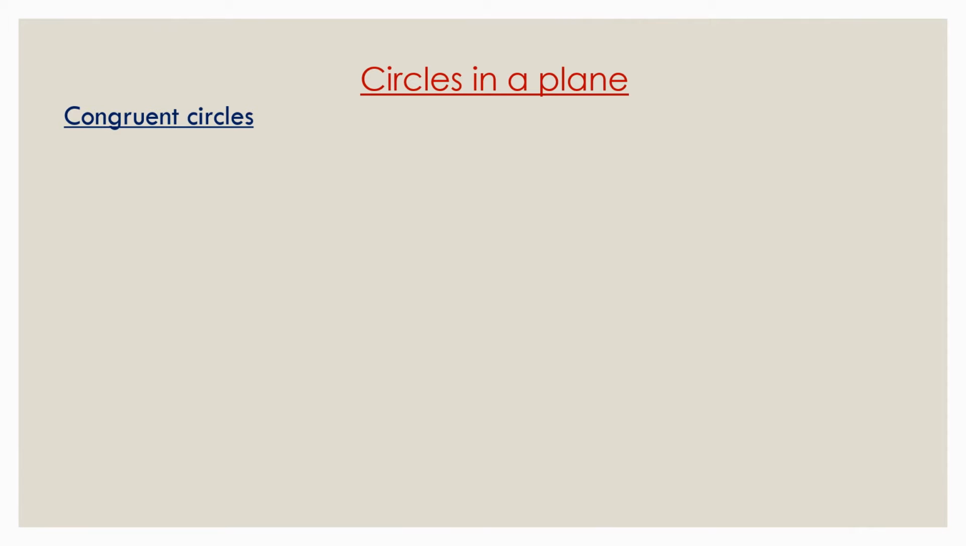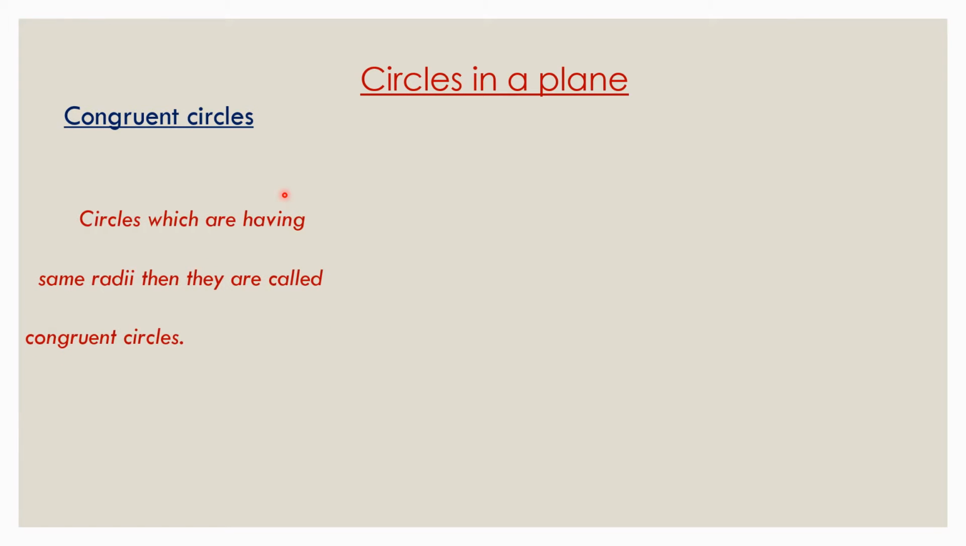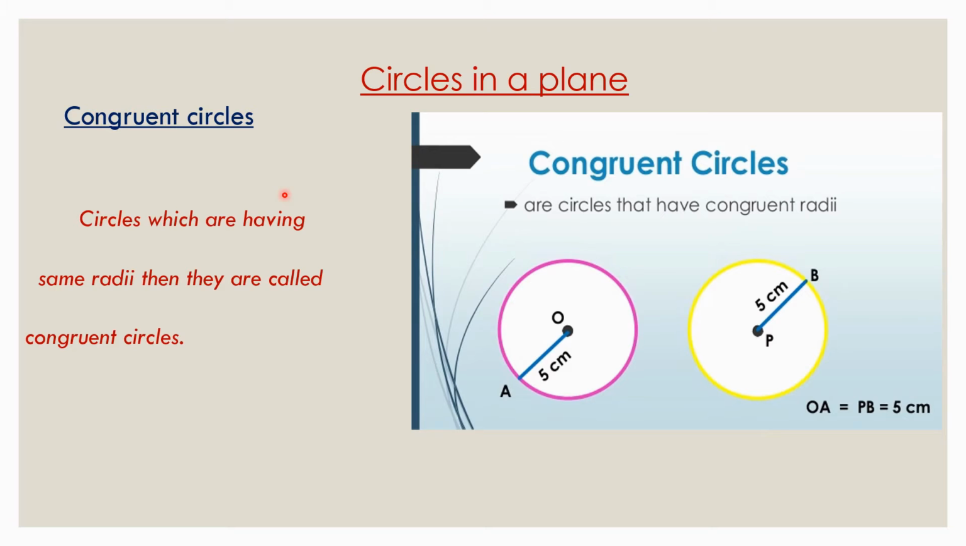Let's discuss circles in a plane. The first one, congruent circles. And what is congruent circles? Circles which are having same radii, then they are called congruent circle. In this figure, these two circles are congruent circles because in the first circle, the radius OA is equal to 5 centimeter and in the second circle radius PB is equal to 5 centimeter. That means OA is equal to PB is equal to 5 centimeter. That means congruent circles are the circles that have congruent radii.